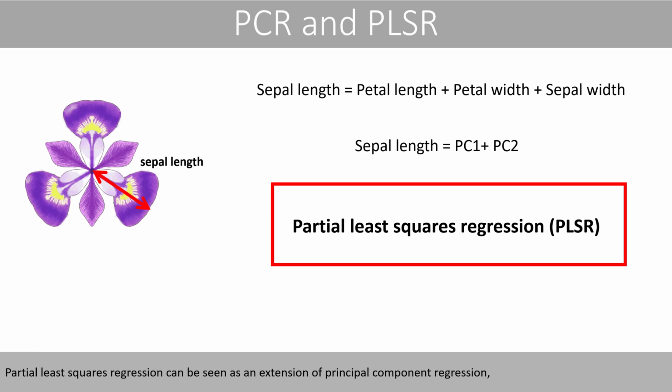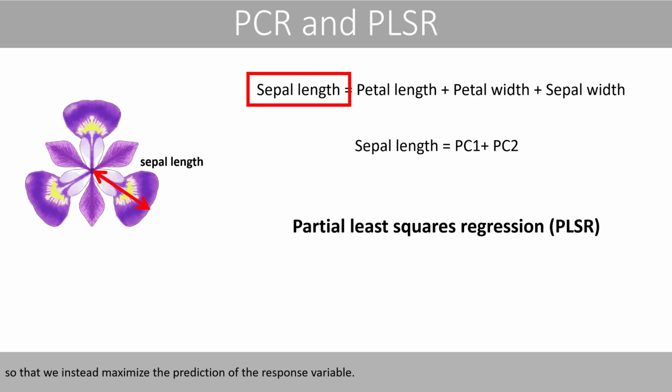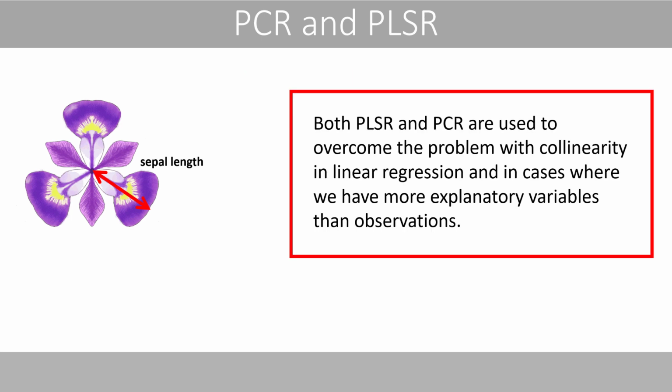Partial least squares regression can be seen as an extension of principal component regression, where the combination of the explanatory variables is done in a way so that we instead maximize the prediction of the response variable. Both partial least squares regression and principal component regression are used to overcome the problem with collinearity in linear regression, and in cases where we have more explanatory variables than observations.